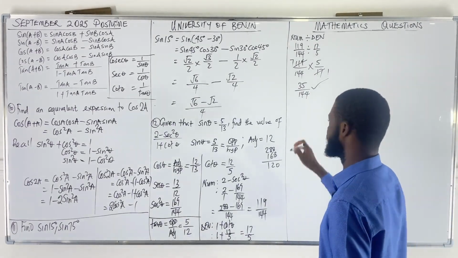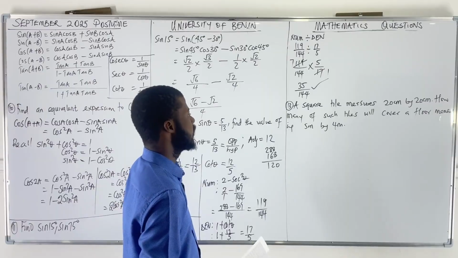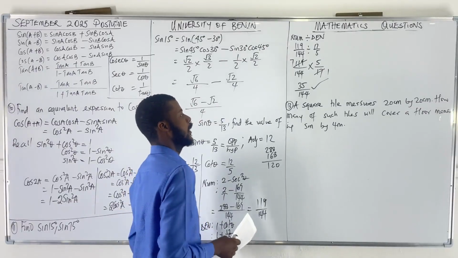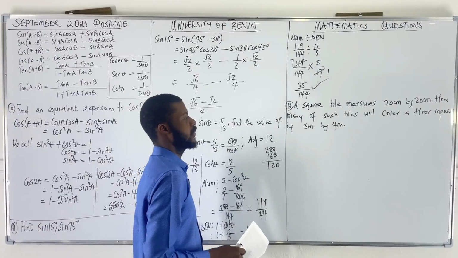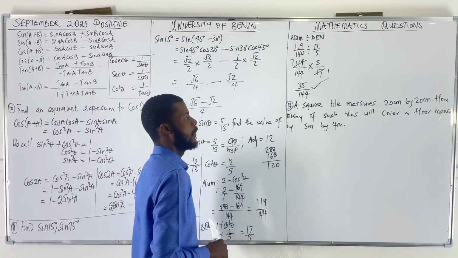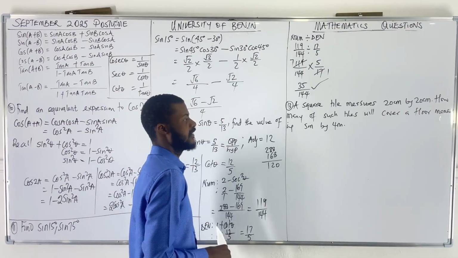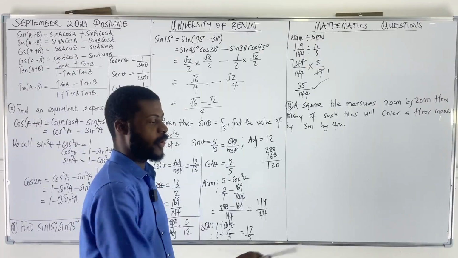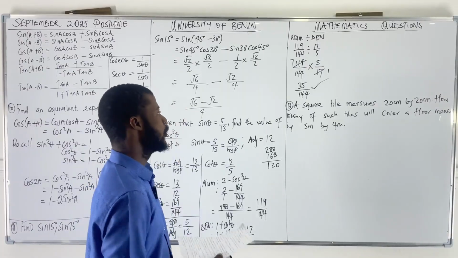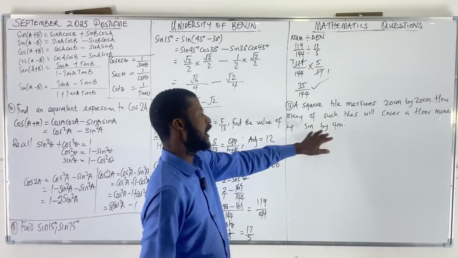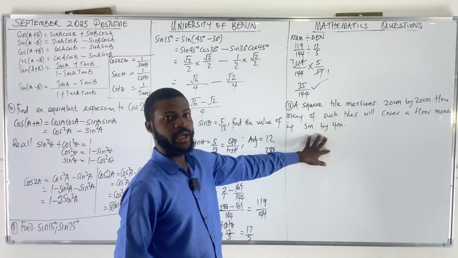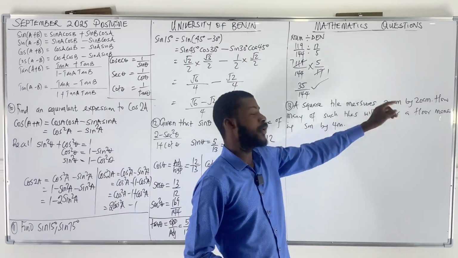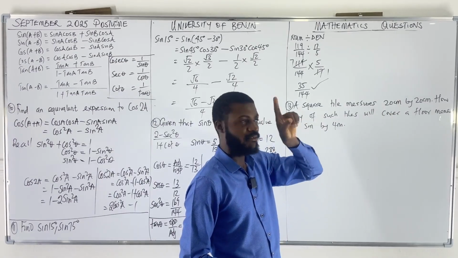So let's go to question 13. It says that a square tile measures 20 cm by 20 cm. How many of such tiles will cover a floor measuring 5 meter by 4 meter? So this question is talking about area. You're asked to cover up an area. So what we're going to do is this. We're going to say, what is the area of the room? So we're going to know the area of the full room. Then the tiles we are putting, what is the area of one tile?